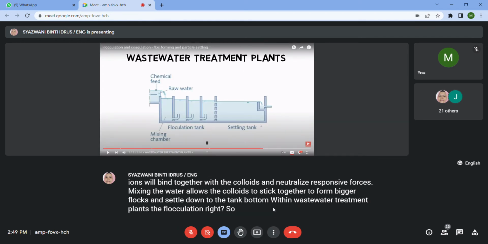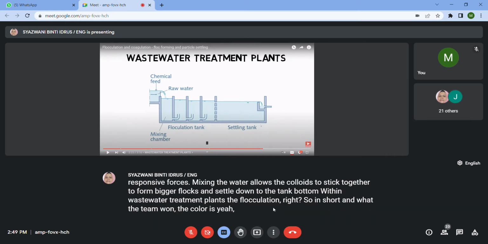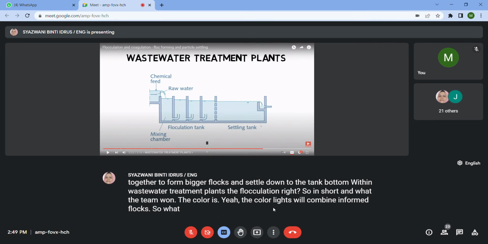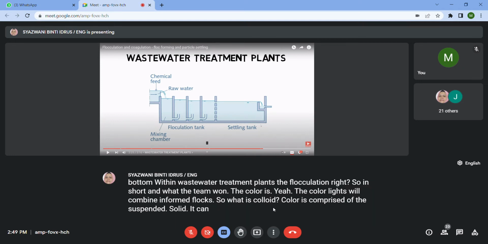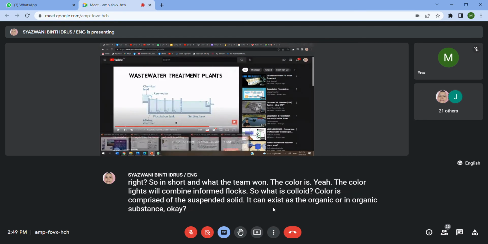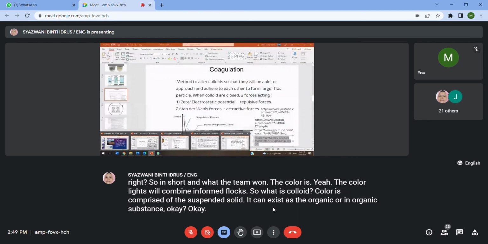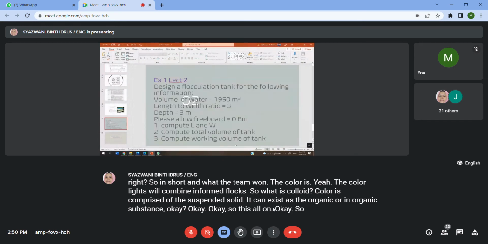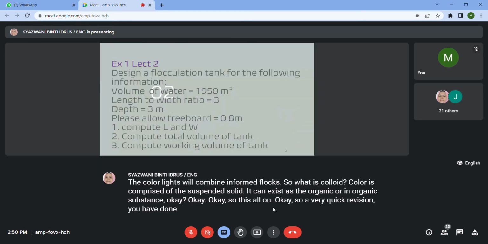So in short, when you add coagulant in a water treatment plant, the colloids will combine and form flocks. So what are colloids? Colloids comprise suspended solids. They can exist as organic or inorganic substances. Okay, so that's all, a very quick revision. You have done this before.